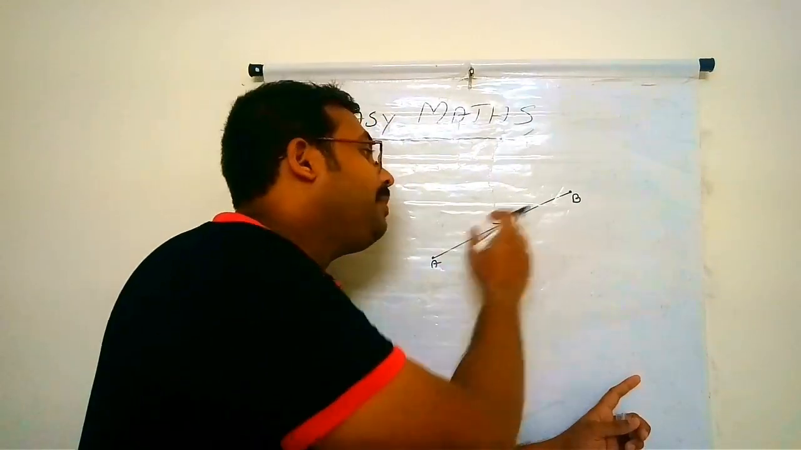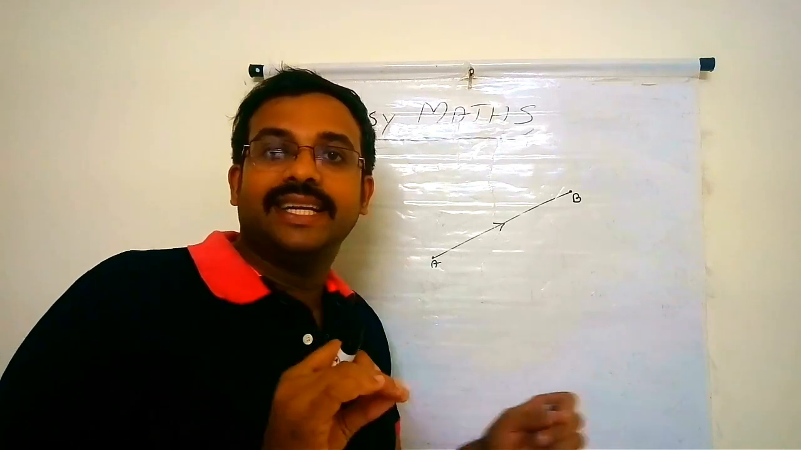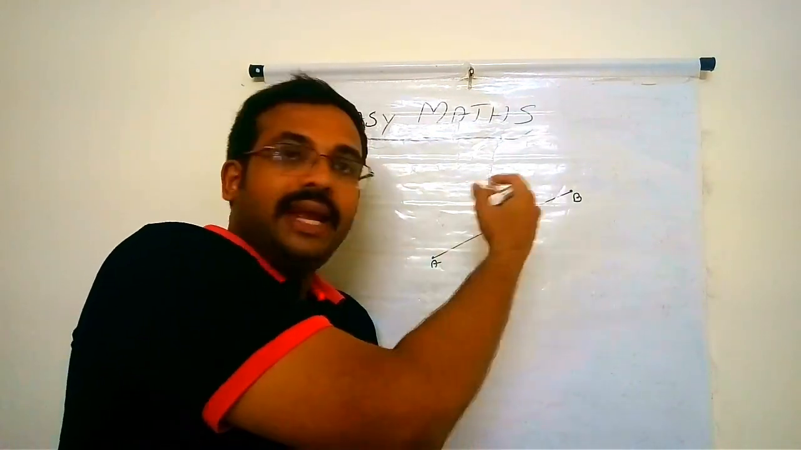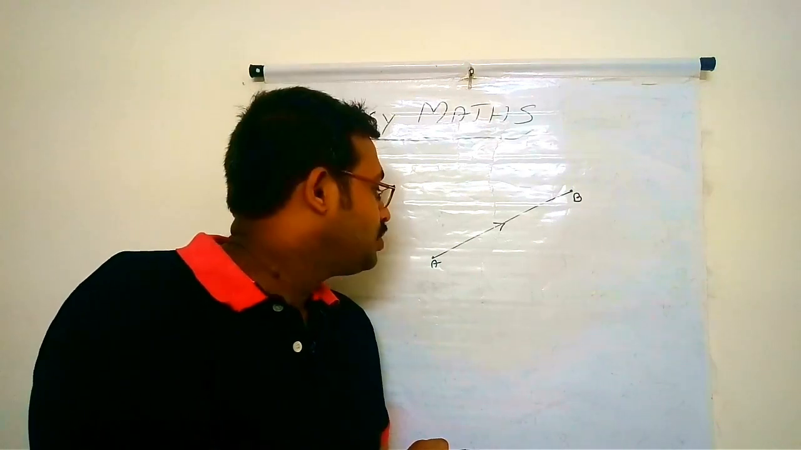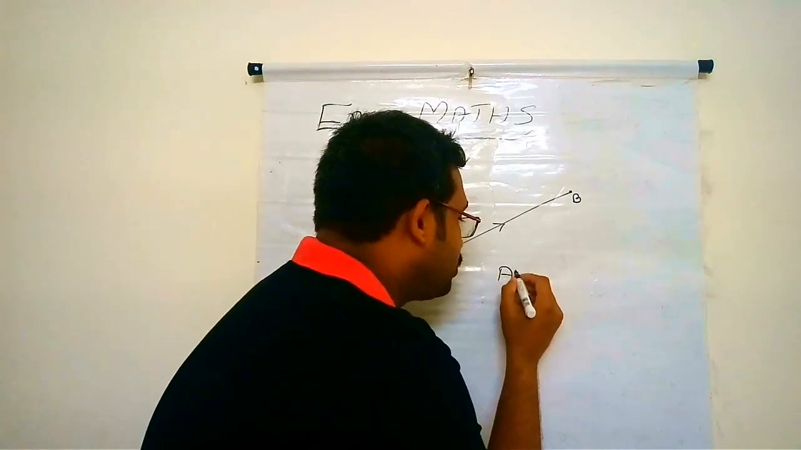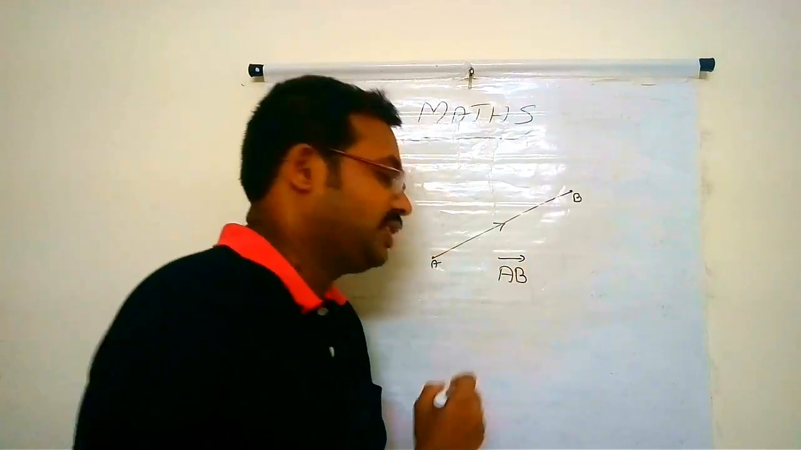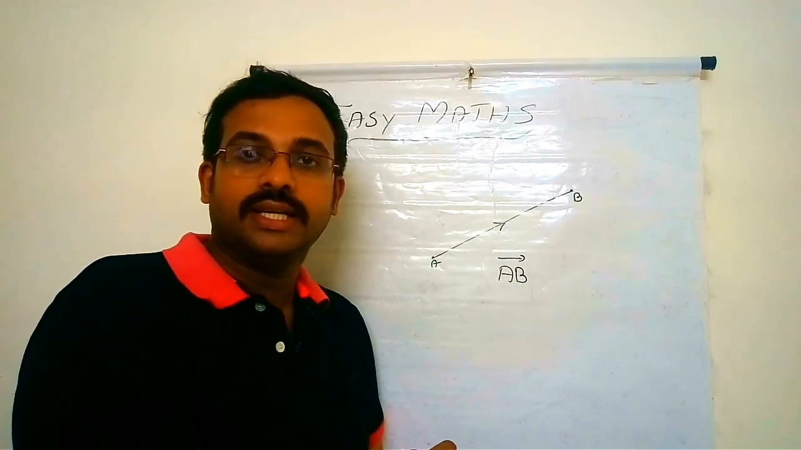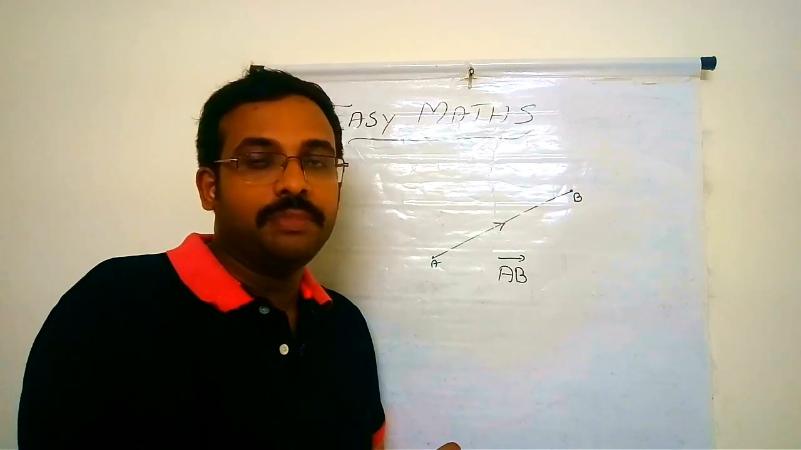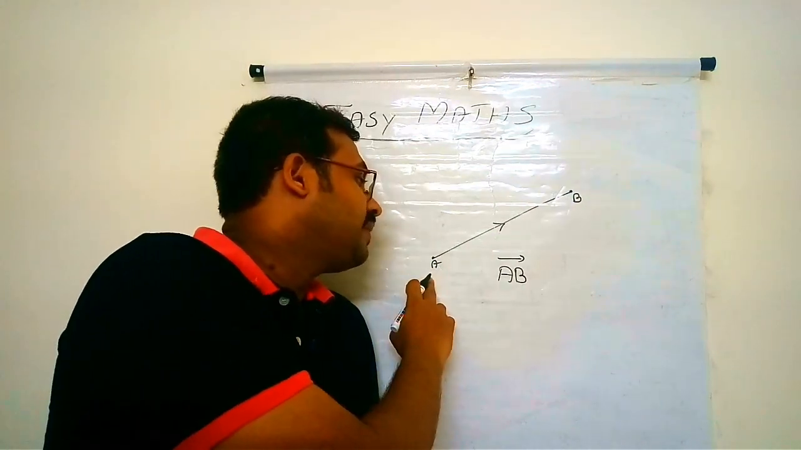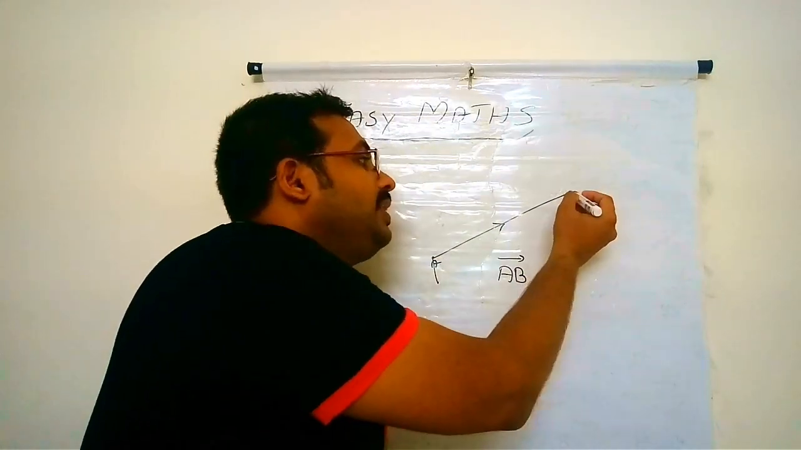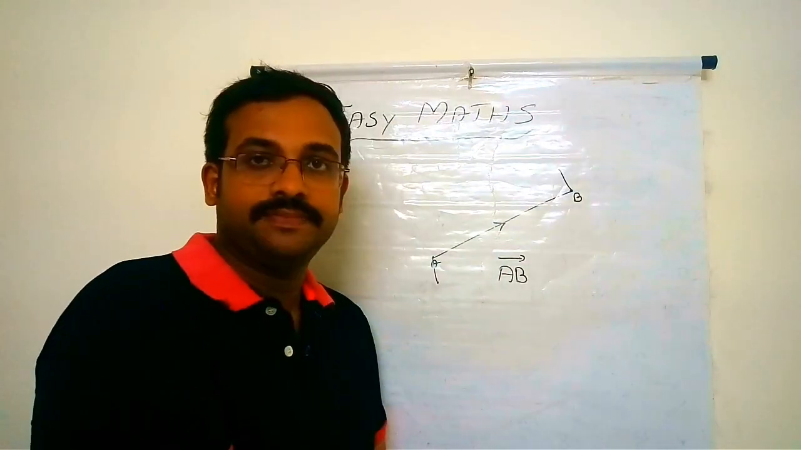Let AB denote a directed line segment. The direction is from A to B, so we can denote this vector using the notation AB bar. We read it as AB bar. A is called the initial point, and B is called the terminal point.